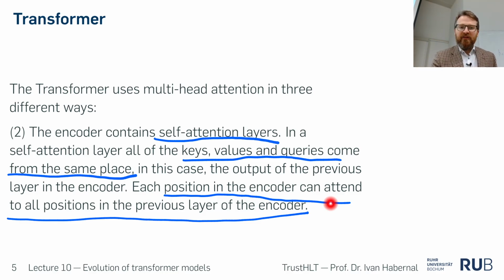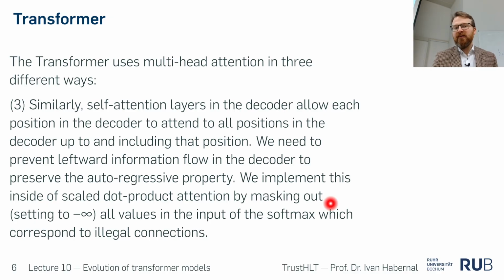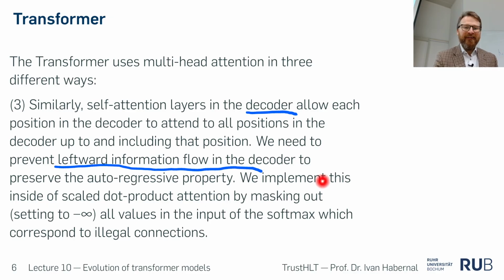And the third thing is that in the decoder, we allow each position in the decoder to attend to all positions in the decoder up to and including that position. We need to prevent leftward information flow in the decoder, so we cannot look into the future. And this is implemented by masking out all values which are to the right to minus infinity. So I'm basically repeating this from the paper.